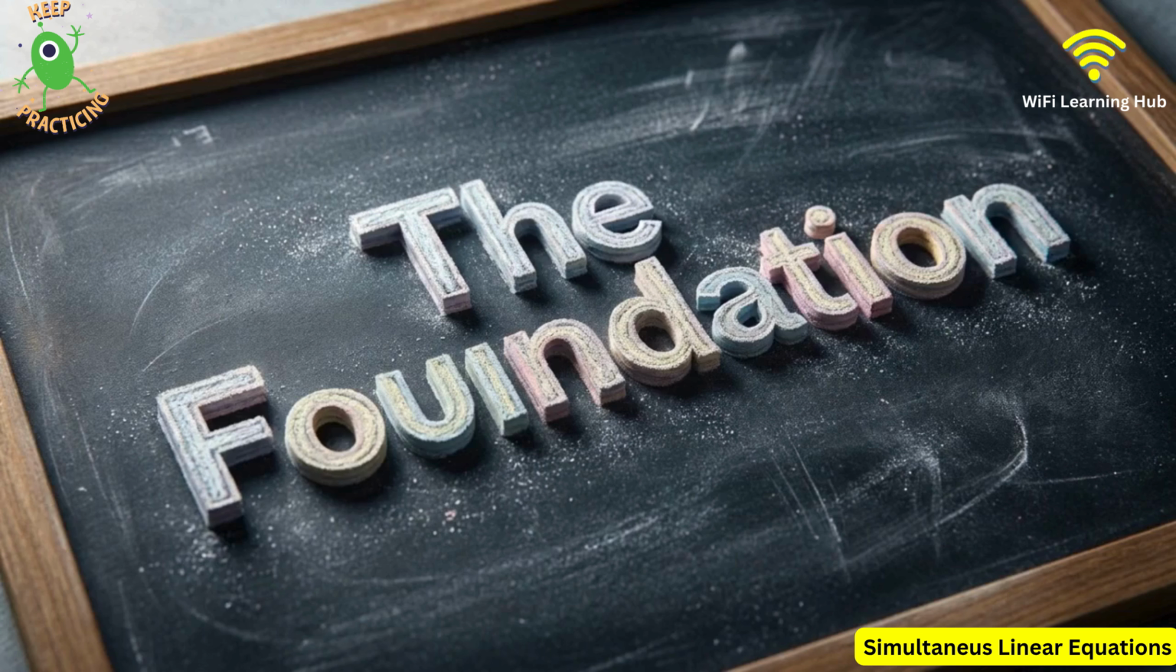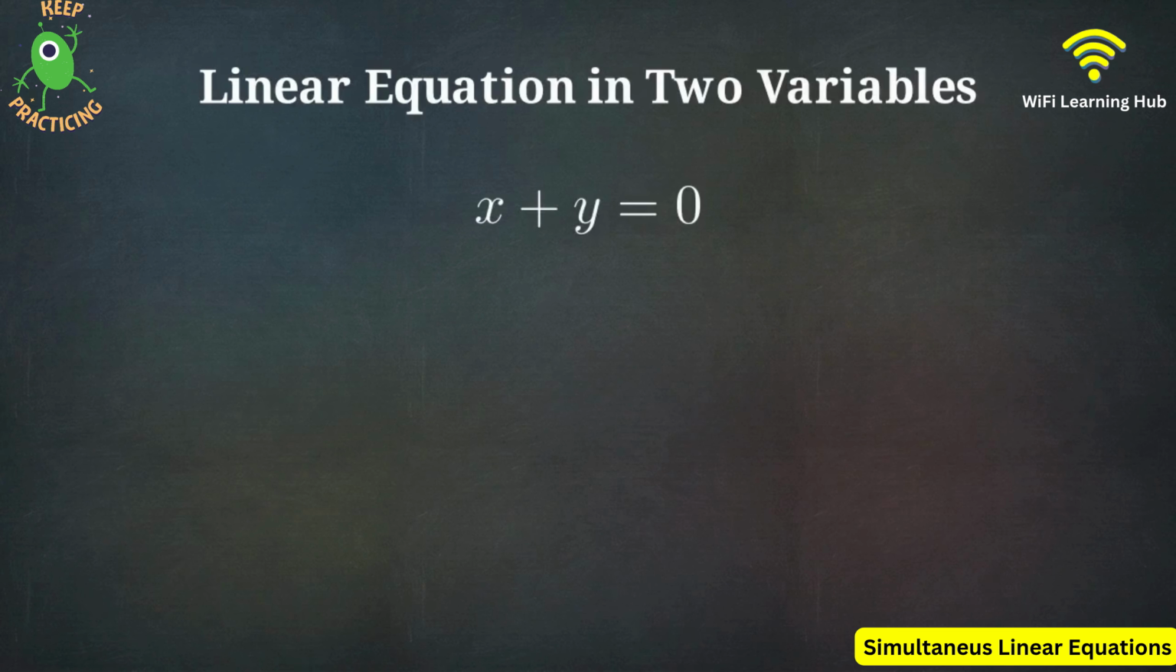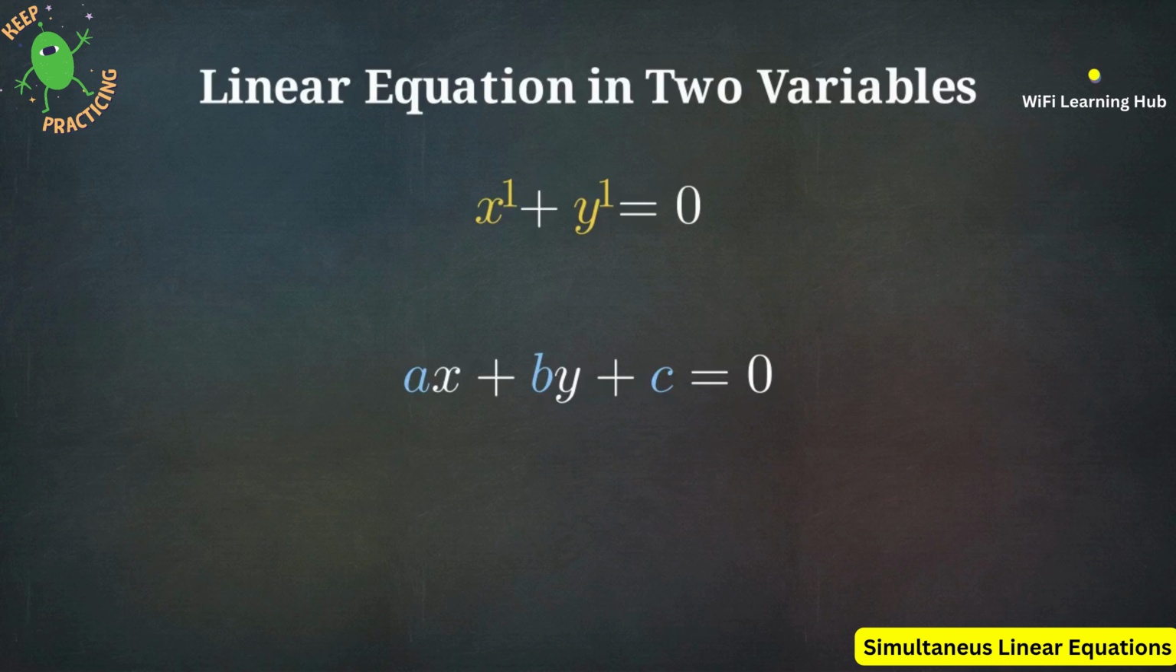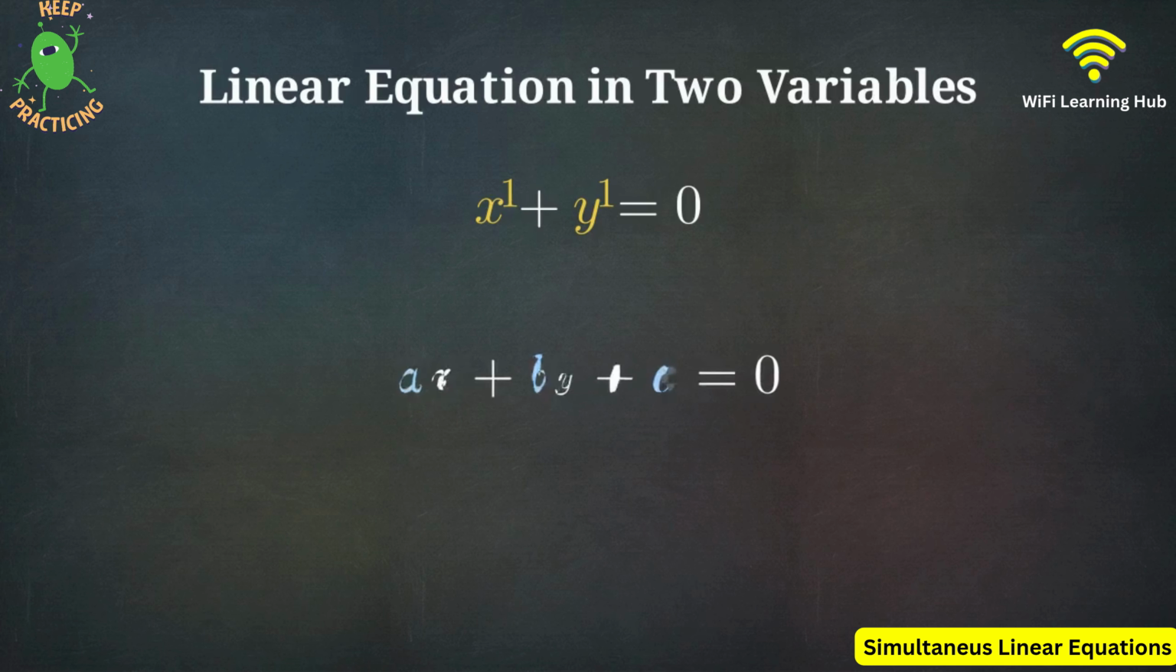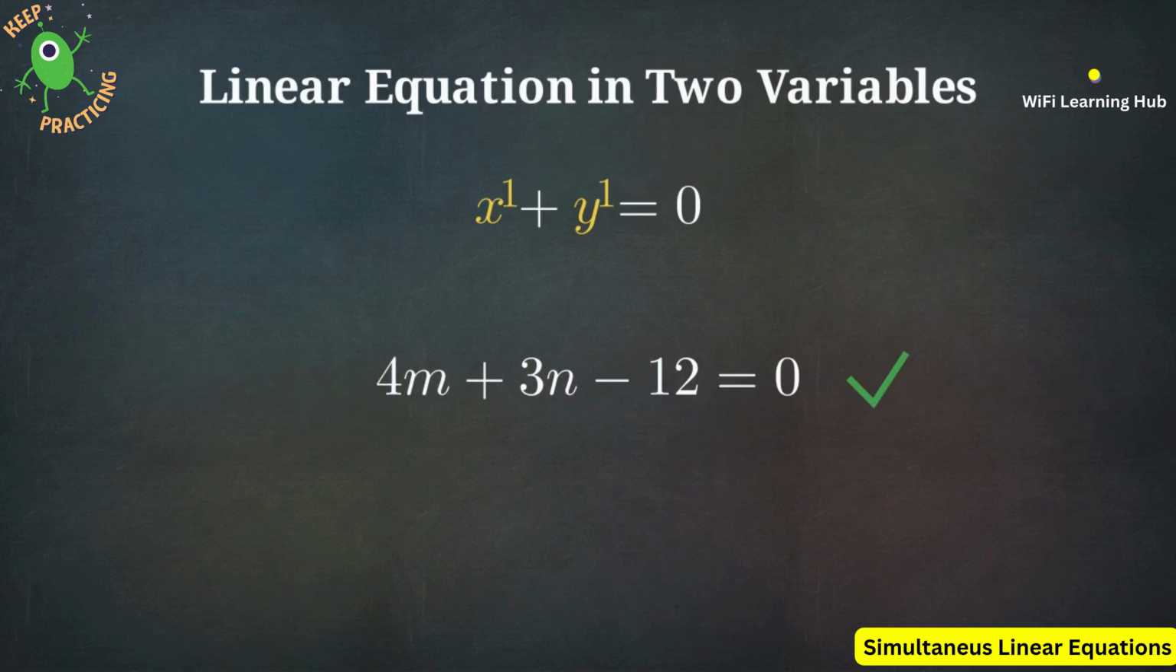Before we can solve a system of equations, we need to know exactly what a linear equation in two variables actually is. The rule is strictly mathematical. It's an equation with two unknowns, where the highest power of any variable is exactly 1. The standard form is ax plus by plus c equals 0. Substituting numbers gives valid equations, like 4m plus 3n minus 12 equals 0.